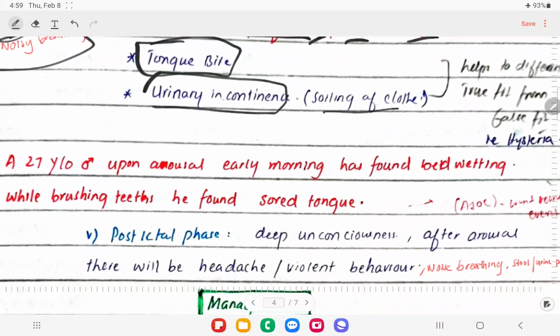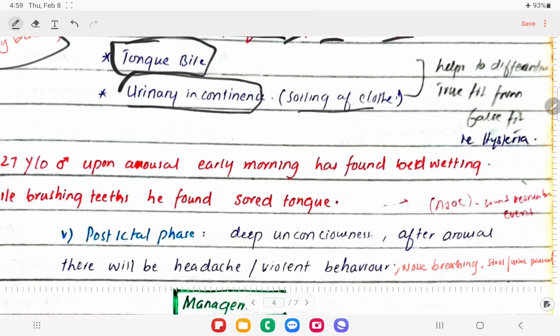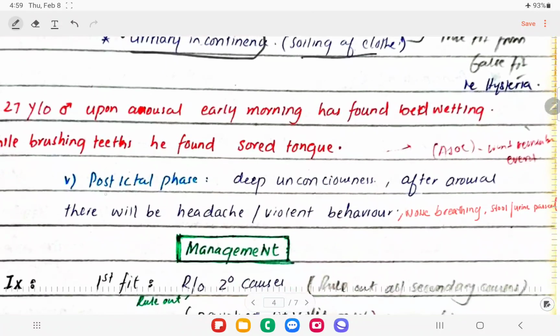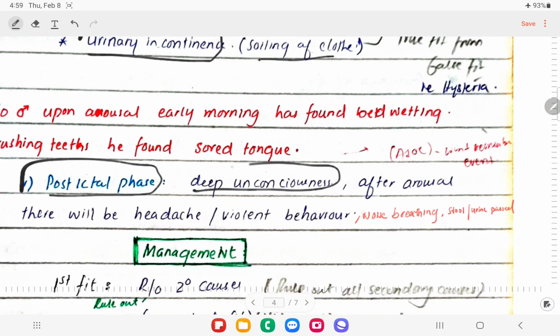So after the tonic phase and clonic phase, there will be the post-ictal phase, right? There will be deep unconsciousness, right? And after arousal, there will be headache and violent behavior, right? There will be noisy breathing, and stool and urine can be passed.